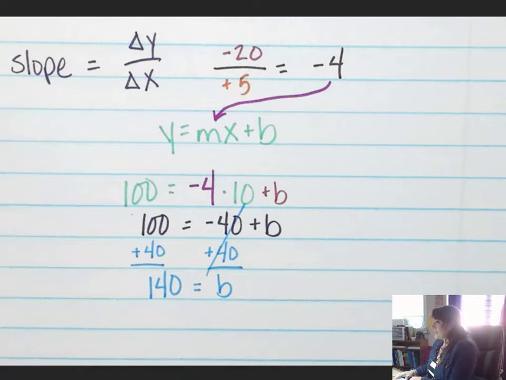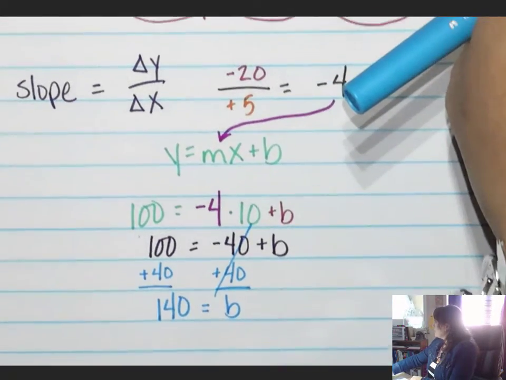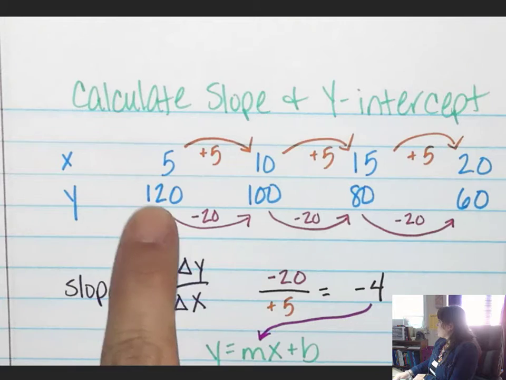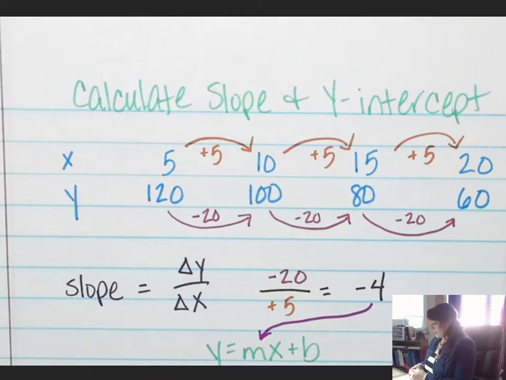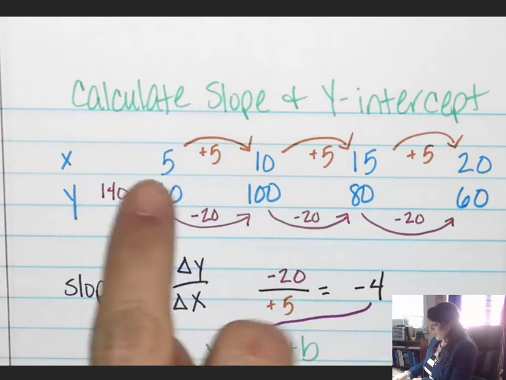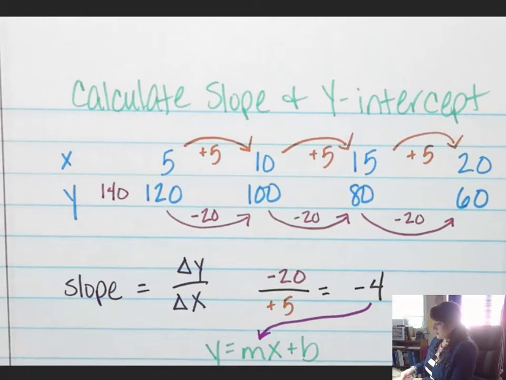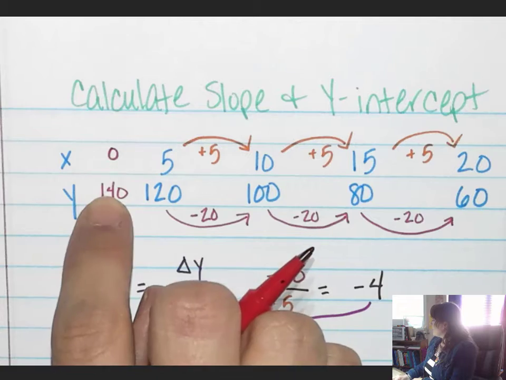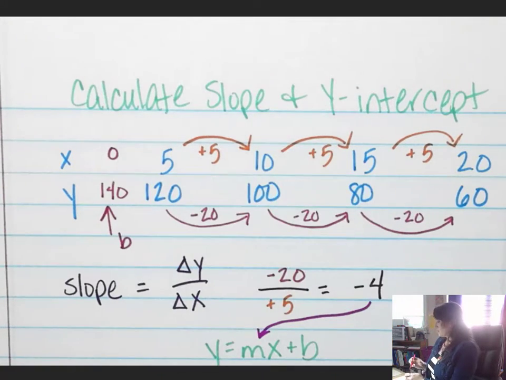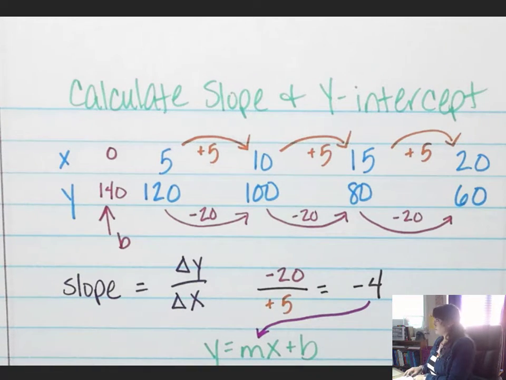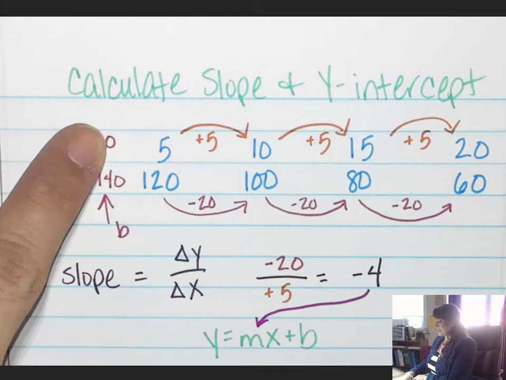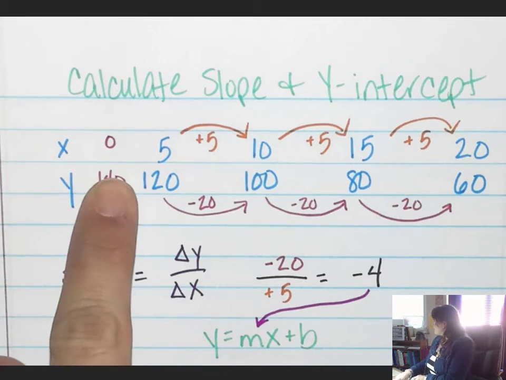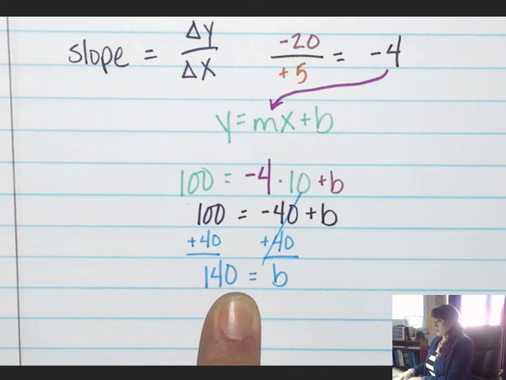Now, this table was easy. If I go back up to my table, this is going down 20 each time. What would be back one space? 140. This is going up 5 each time. If I go back a space, 0. When x is 0, this is B. Oh, I can see another way you can find that. You just go up 40. Not up 40. Okay. So if you can find the pattern and figure out when x is 0, what is y, this is b. It all kind of works together.